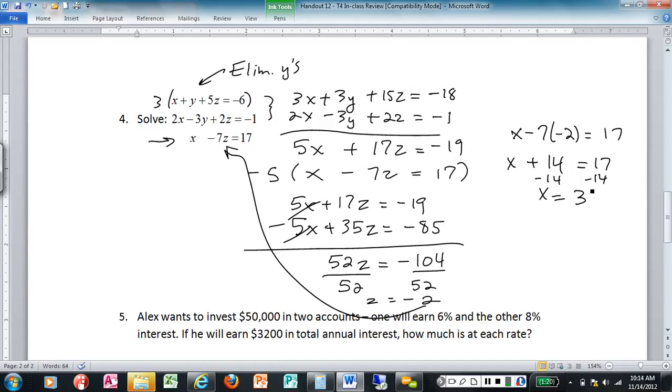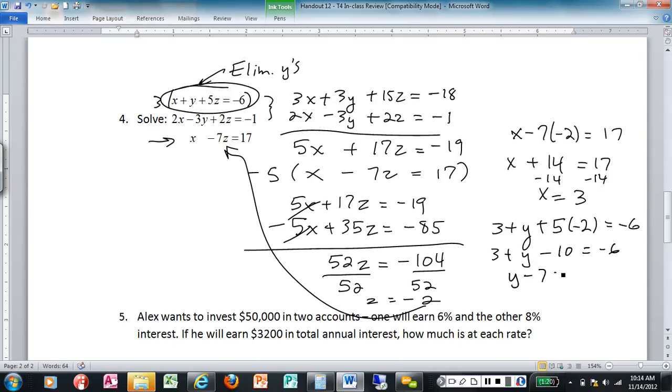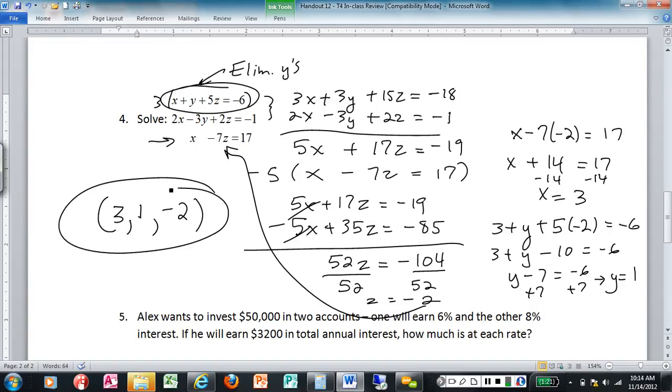And so then I've got x is 3, z is negative 2, so I can plug it in to go back to one of the original ones there. X is 3, y I don't know, but I do know z is negative 2, so I can figure out the y. Right? It'd be 3 plus y minus 10 equals negative 6, so that's y minus 7 equals negative 6. Hey, yeah, add 7, y is 1. So my solution: x is 3, y is 1, z is negative 2. Sound right? Believe that?